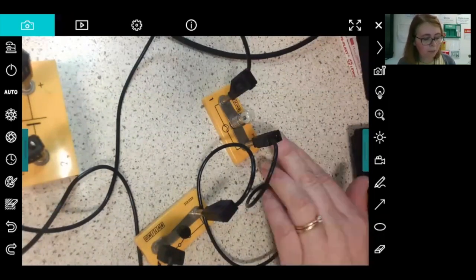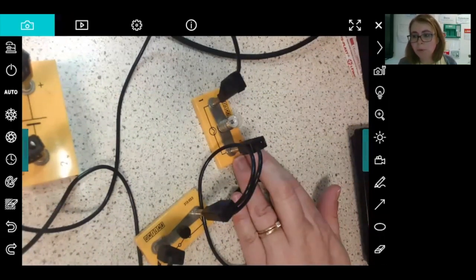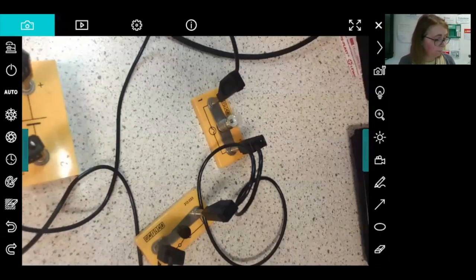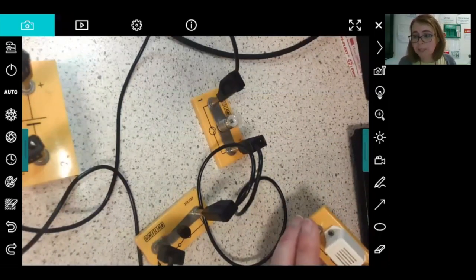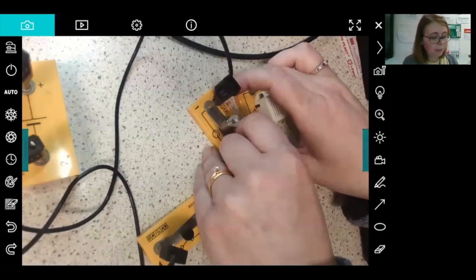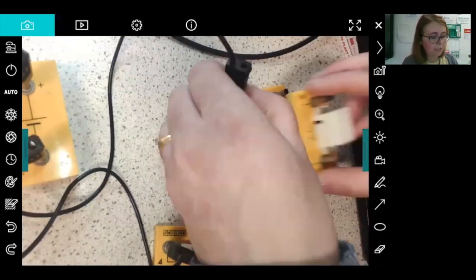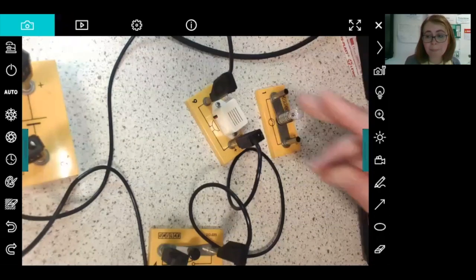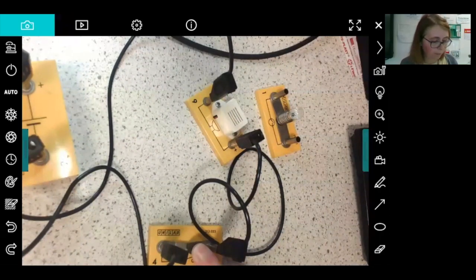And then prompt them: what is happening in the bulb? Are they using the correct language? If you were to swap that for a buzzer, for example, could they explain what's going on here? And is there a difference? But that depends on what equipment you've got.